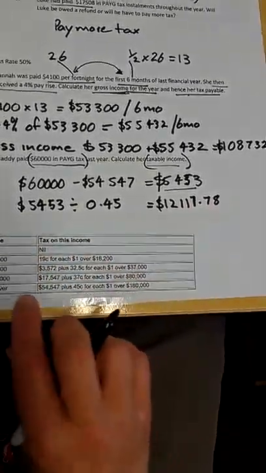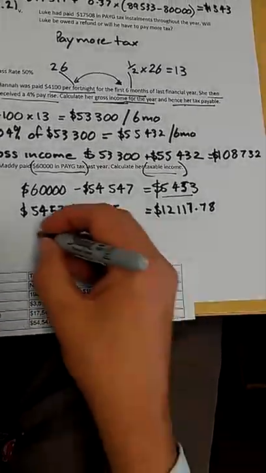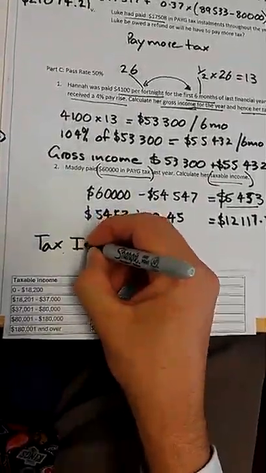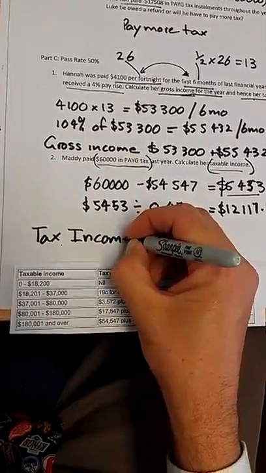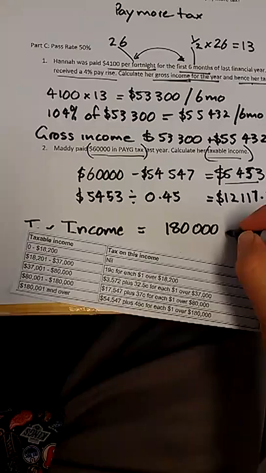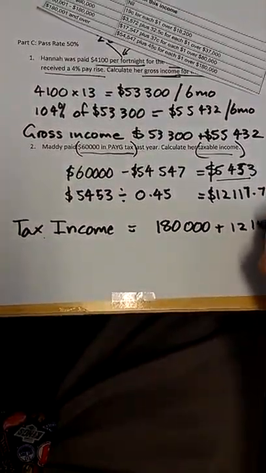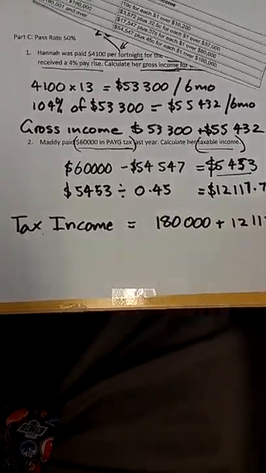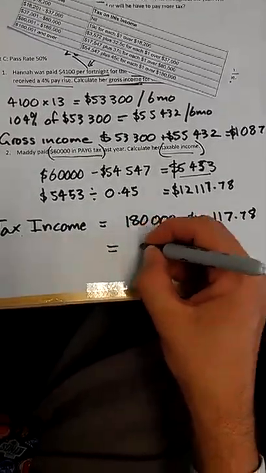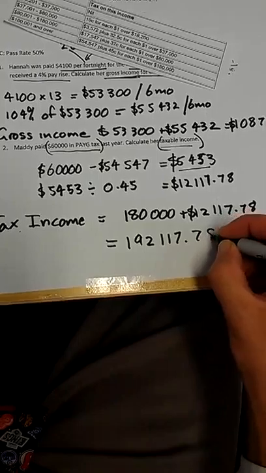So therefore her taxable income is going to be the $180,000 plus this extra amount. If I have a look at that, add those together, that's the easy part, $192,117.78.